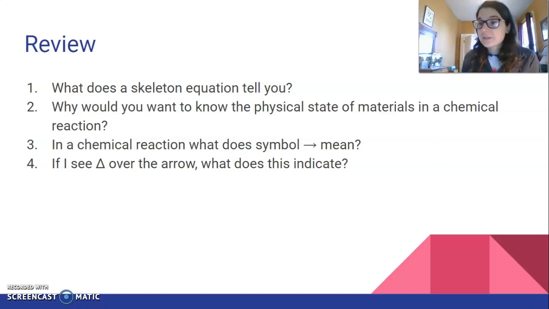But what does the skeletal equation, what we're doing now, tell you? Why would you want to know the physical state of materials in a chemical reaction? Why do you think that would be helpful to chemists? In a chemical reaction, what does that arrow mean? Okay, and also what do the other symbols mean? But the arrow is the one that you're going to be seeing most often. If you see a triangle or a delta symbol over the arrow, what does that mean?